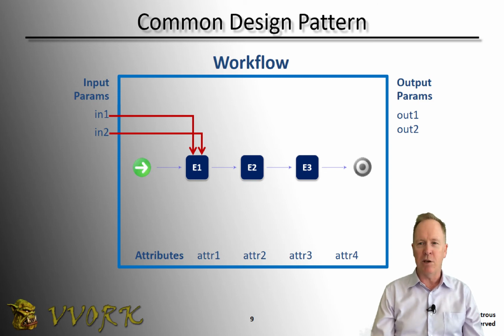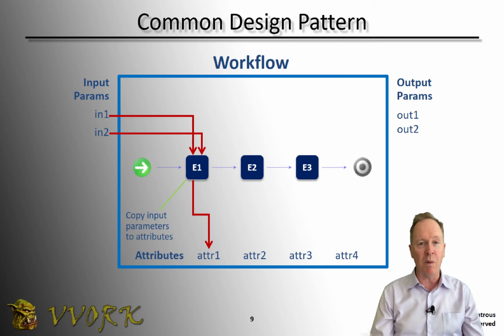But what you can do is copy the input parameter in1 to an attribute. So we'll take in1 and copy it to attribute 1. Now those two variables both have the number 1 in their name. That's not a requirement. The names don't have to be at all alike. But if you bind an input parameter to an attribute, you're going to be able to work with the value of the input parameter and change it. Again, keep watching, I'll show you what I mean.